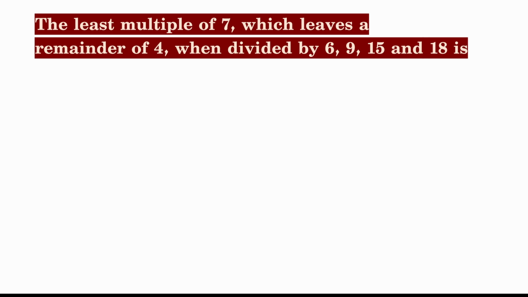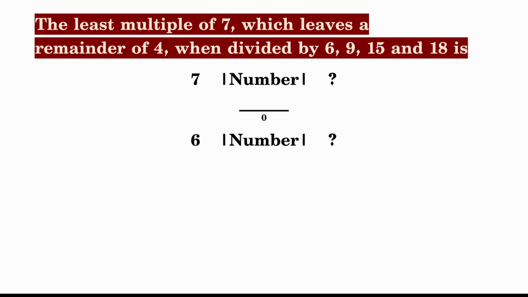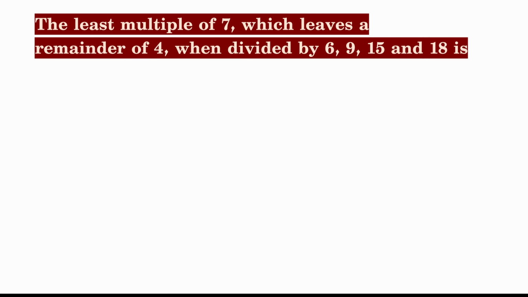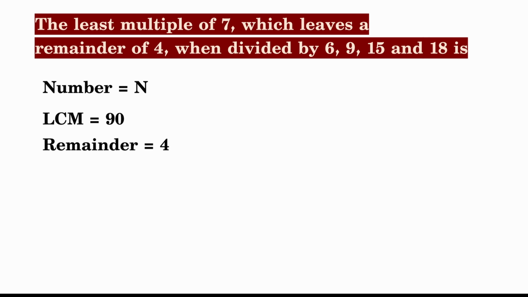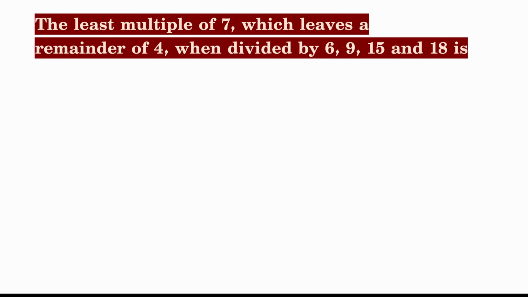Now, the least multiple of 7, which leaves a remainder of 4 when divided by 6, 9, 15, and 18. So this is our question, and we need to find that number. So let's do the 7. 7 times what would give me a remainder of 0, and 6 times what would give me a remainder of 4. Basically the same thing. Alright, let's say the number equals n. The LCM we already know is 90. The remainder equals 4. So I can say the number equals 90 plus the remainder. If I add them, the number would equal 94.